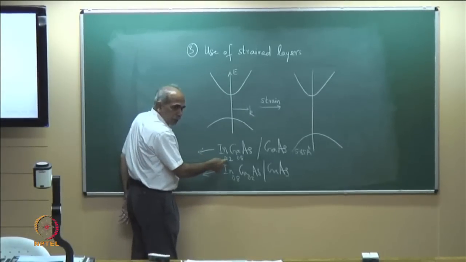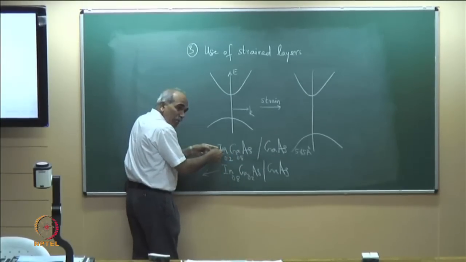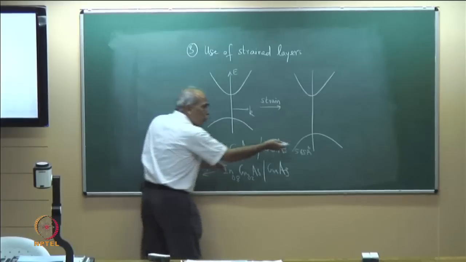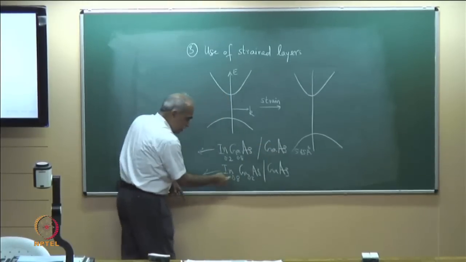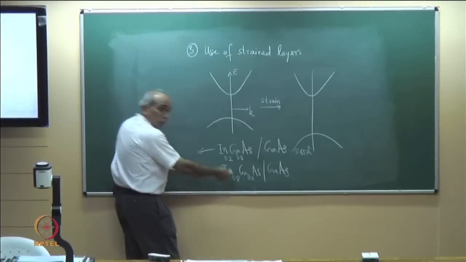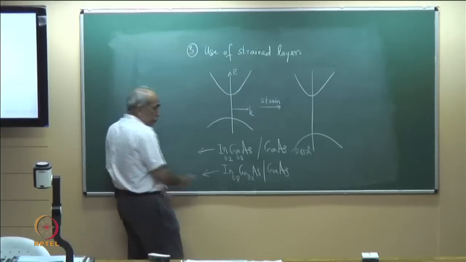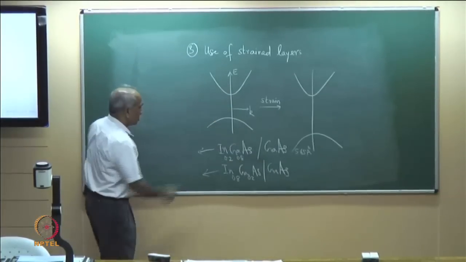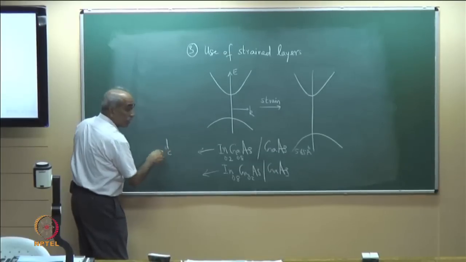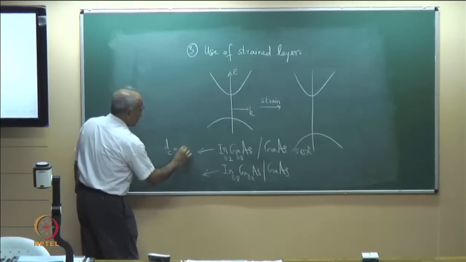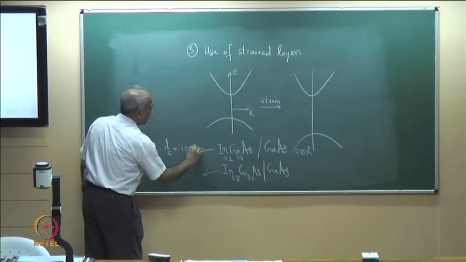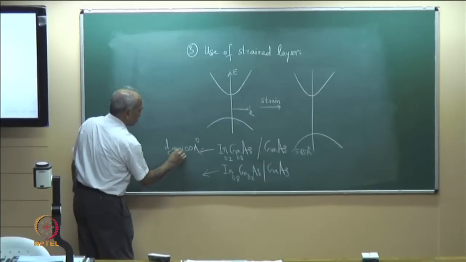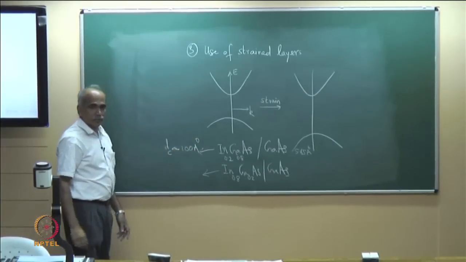Here only 0.2 fraction of gallium is replaced. Therefore, this will have a lattice constant closer to gallium arsenide. This will have a lattice constant closer to indium arsenide, meaning further from gallium arsenide. Indeed, if you put some numbers, you will see that DC, the critical thickness in this case, is approximately of the order of 100 angstrom.